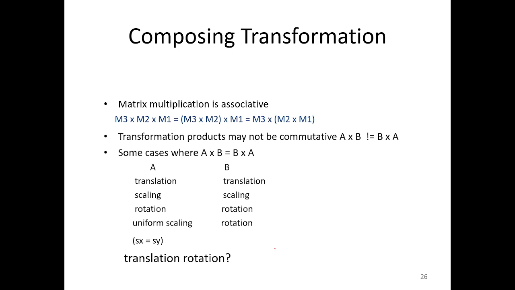In some cases A cross B equals B cross A, for example when A is a translation and B is a translation, or both are scaling, or both are rotations, or A is a uniform scaling and B is a rotation. In different types of cases A cross B may equal B cross A, but normally A cross B is not equal to B cross A. Translations, scaling and rotations among themselves are equal, for example when Sx equals Sy.